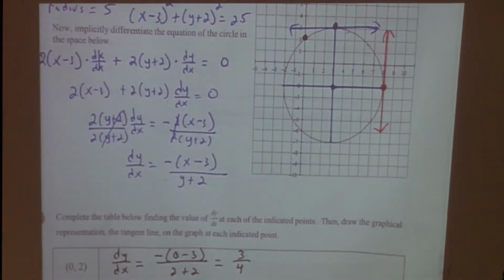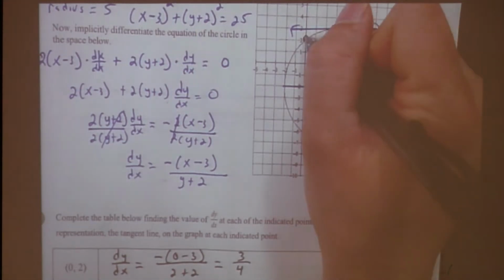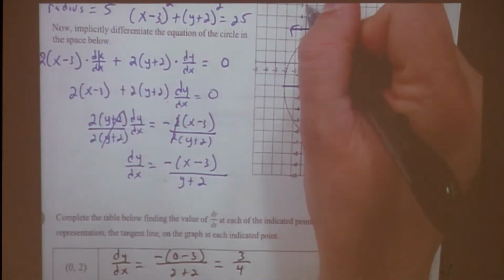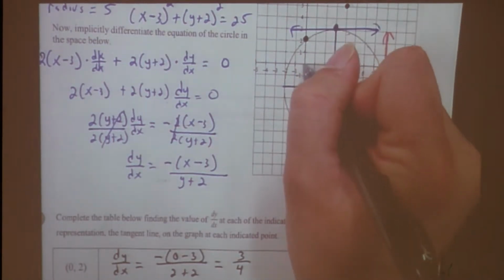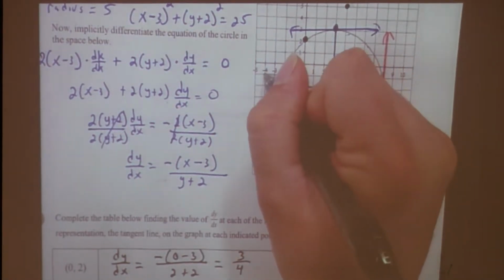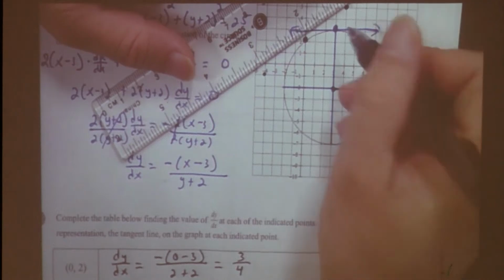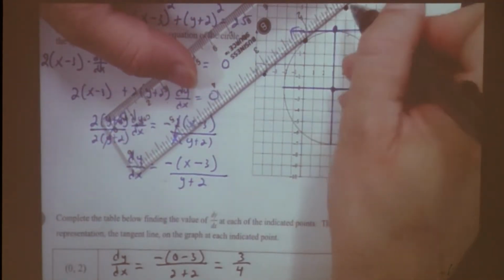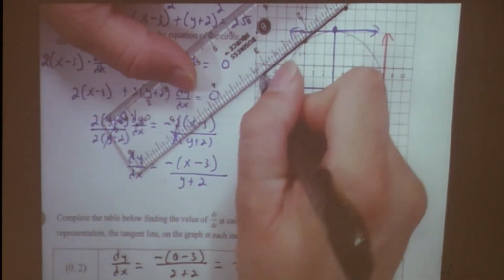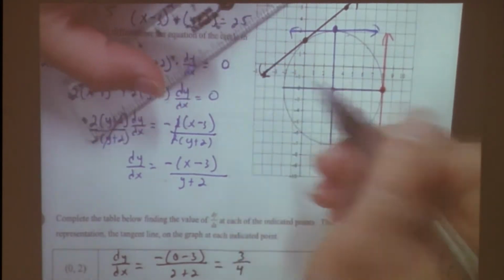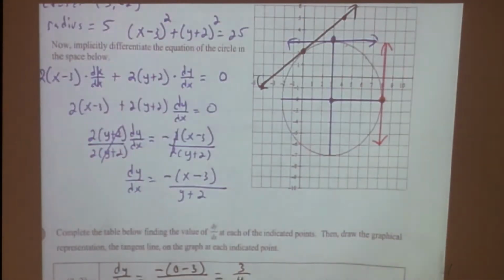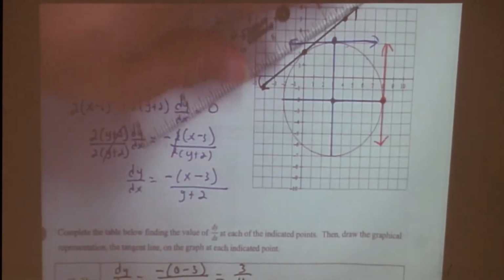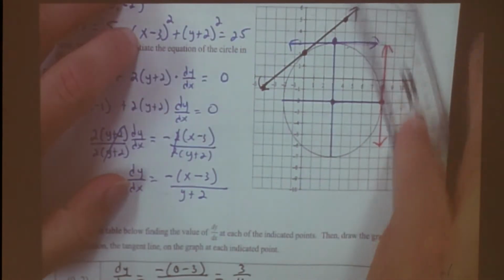Okay, so let's go to that point, (0, 2), and let's draw a tan line that has that slope. So we're going to go 3 up and 4 to the side. Then we're going to go 3 down and 4 to the left. So that way we have at least 3 points to make that tan line as best we can. Beautiful. And if I drew an infinite number of tan lines, what would those tan lines create? A circle, right?